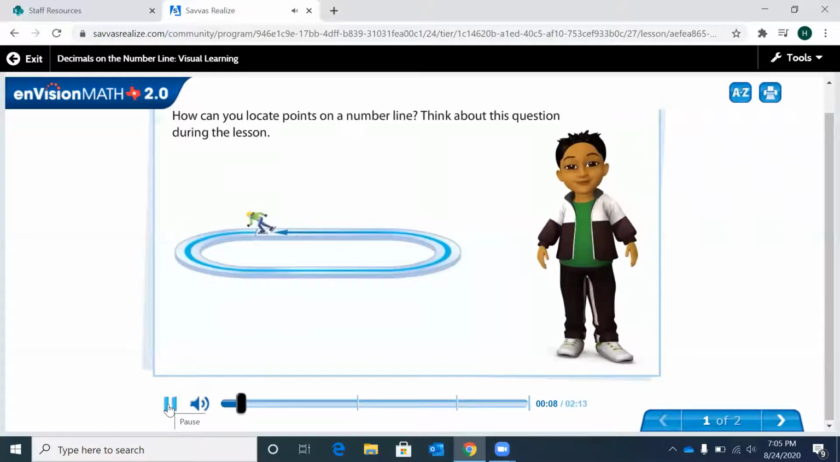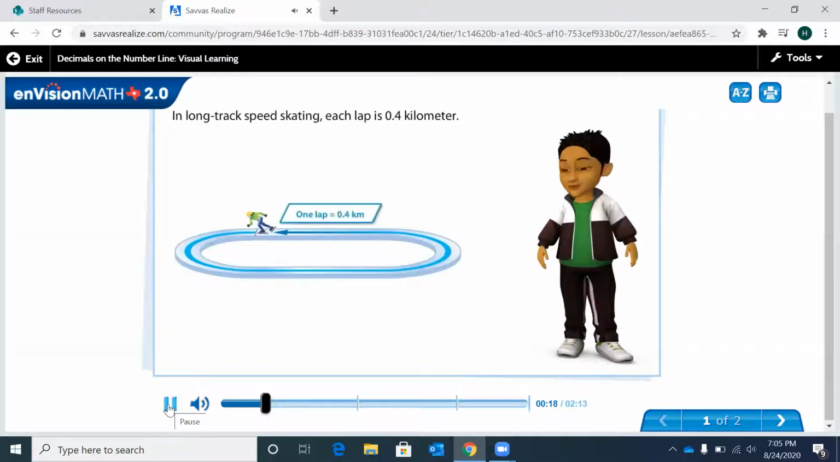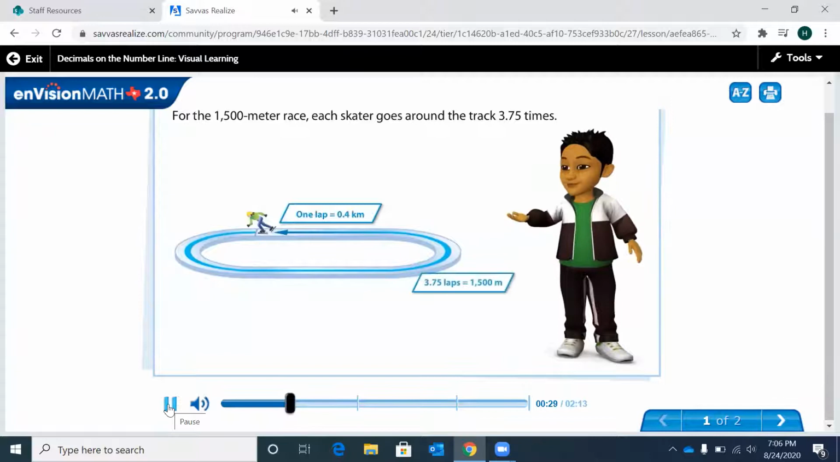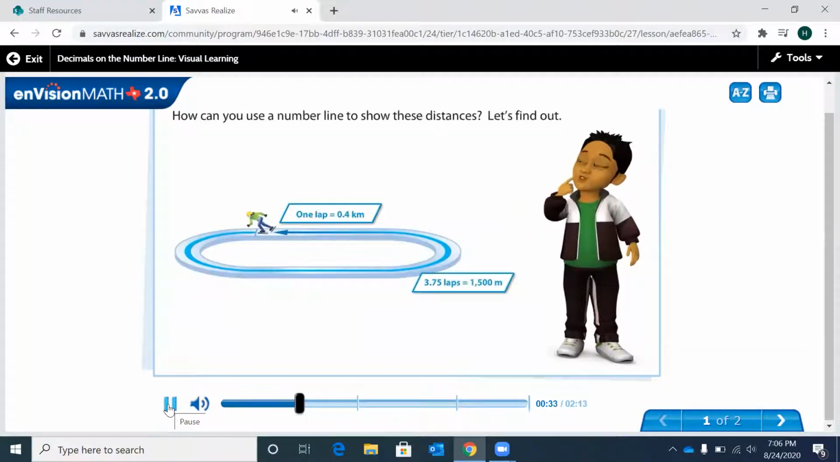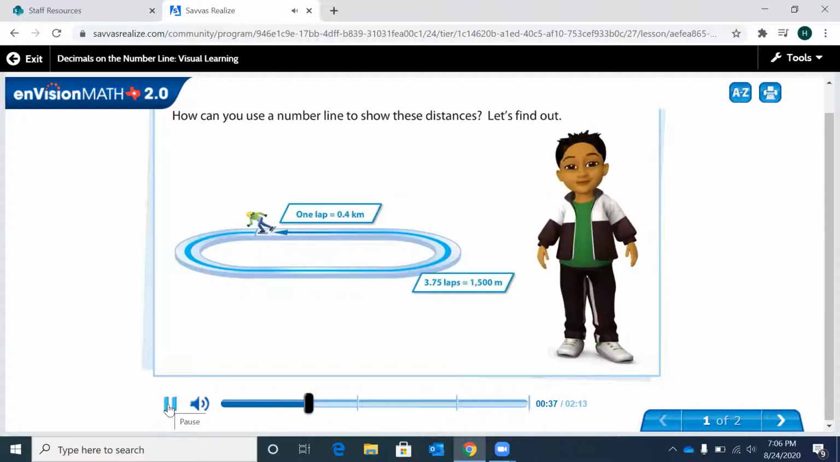How can you locate points on a number line? Think about this question during the lesson. In long track speed skating, each lap is 4/10 of a kilometer. For the 1,500-meter race, each skater goes around the track 3 75/100 times. How can you use a number line to show these distances? Let's find out.